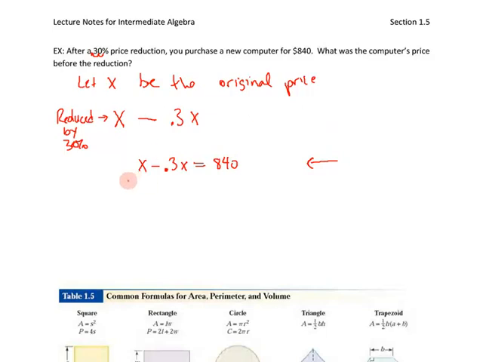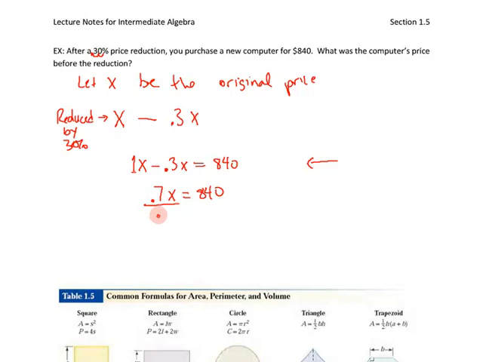Alright, so let's simplify both sides. I've got to combine these x's together. Remember that if there's no number in front of an x, it's understood to be 1, right? Now 1 minus 0.3, if I combine the coefficients, I just get something in terms of x. 1 minus 0.3 is 0.7. Okay, so 70% of x was $840.